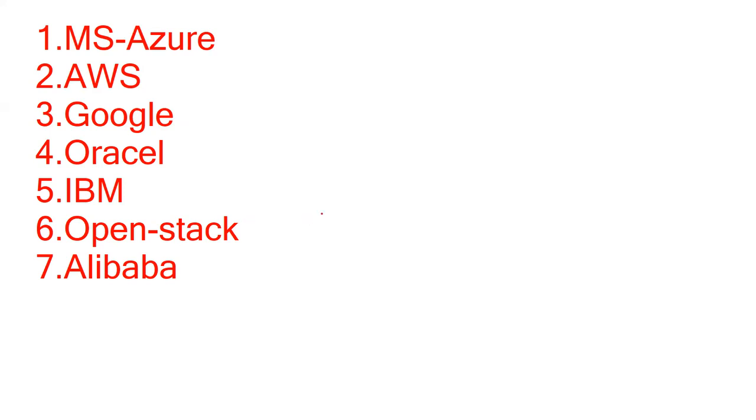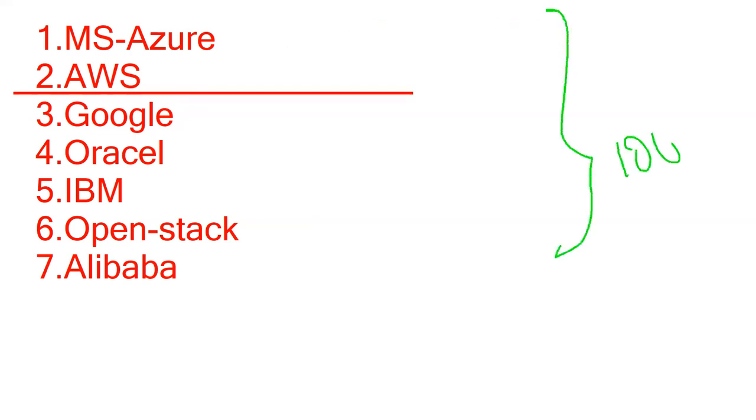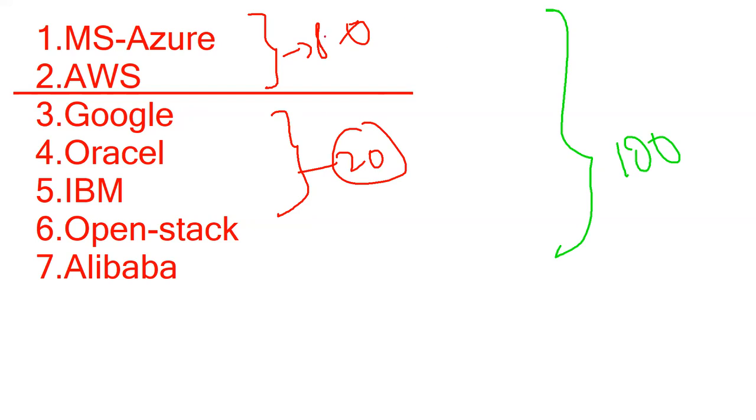Out of them, the two most popular in the world are these two. If we consider the cloud market as 100%, only these two technologies occupy 80% and the remaining are 20%. So why should I go for Microsoft Azure? Why not AWS? What is the proof that Microsoft Azure is very popular? I will explain all that.